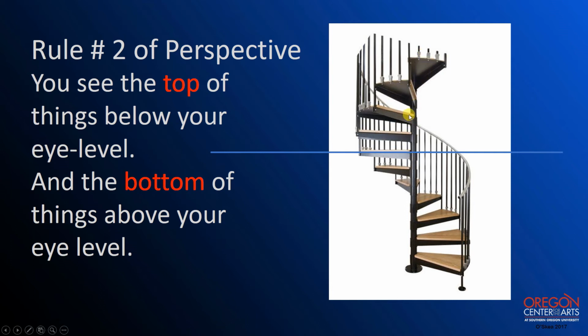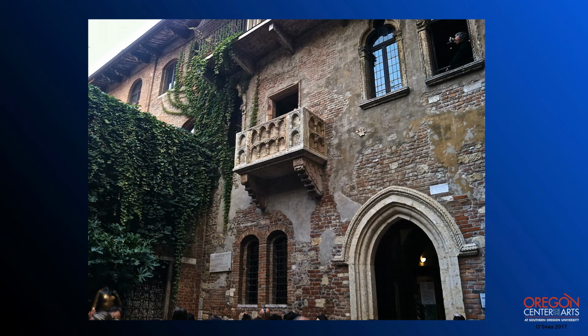So things that we're looking up at, we're seeing the underside of the step. We don't see the wood part at all here. We're seeing the metal underside, but as soon as it gets below our eye line, we're seeing only the top of the step. And again, one of those things when you see it demonstrated like that looks so obvious, but when you're sitting down to draw it on your own, it can be tricky.